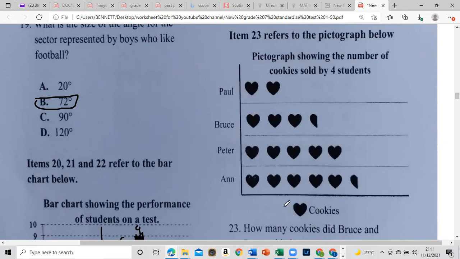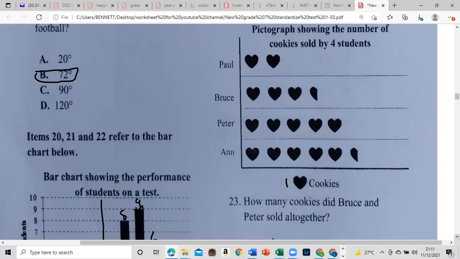1 represents 1. And notice they pluralize this, cookies. So I mean, you can't leave students hanging like that. But anyway, you can see now what they say. How many cookies did Bruce and Peter sell? So we have marked Bruce and we have marked Peter. That's very important. So let's see. Now count it as 1. So 1, 2, 3, 4, 5. So this is 5. And this is 1, 2, 3. And this is a half. So it's 3 and a half.